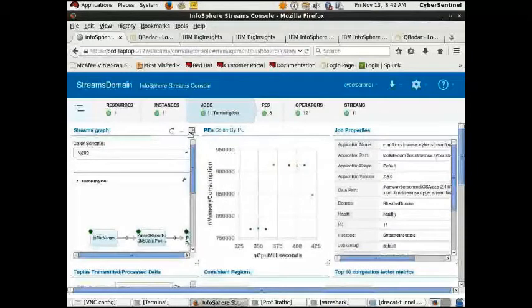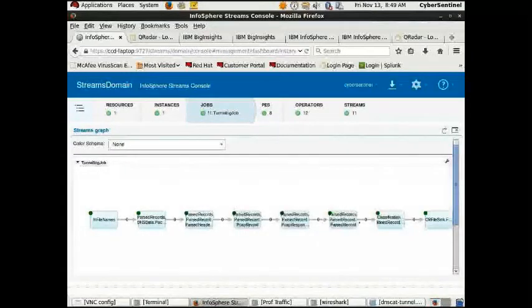I'll quickly bring up the streams graph so you can see the streams flow graph. You'll recall from the presentation how streams works as a directed graph with a series of processing elements. So here's the tunneling use case running.